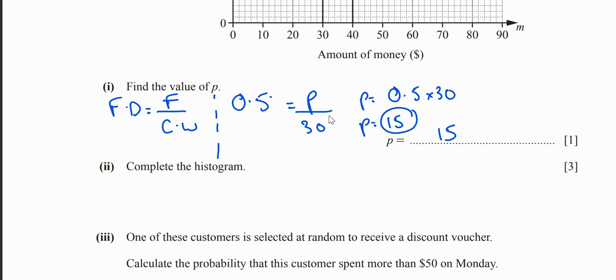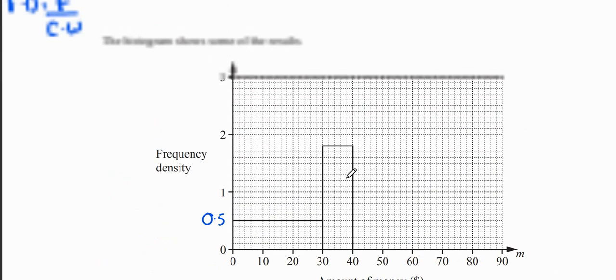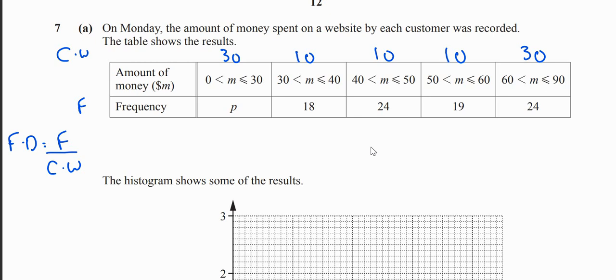Now we have to make the histogram diagram. So look, frequency density is frequency divided by class width. So this would actually be frequency is 18. 18 divided by 10 is 1.8. This is 24 divided by 10 is 2.4. 19 divided by 10 is 1.9. And 24 divided by 30, you will get a value of 0.8.